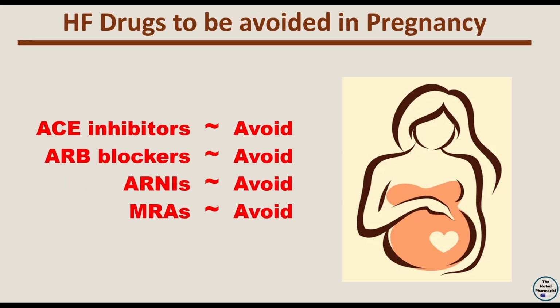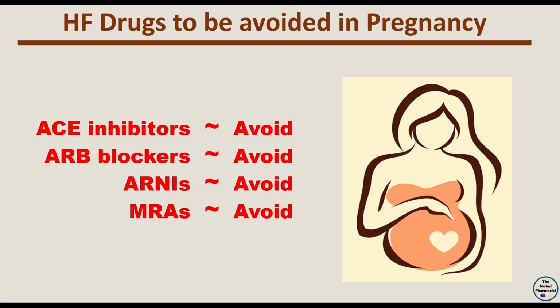Conversely, ACE inhibitors, ARBs, ARNIs, and MRAs are contraindicated in pregnancy. These drugs disrupt the renin-angiotensin-aldosterone system, leading to fetal renal dysfunction, oligohydramnios, and other congenital abnormalities. Their use should be avoided as early as the first trimester.